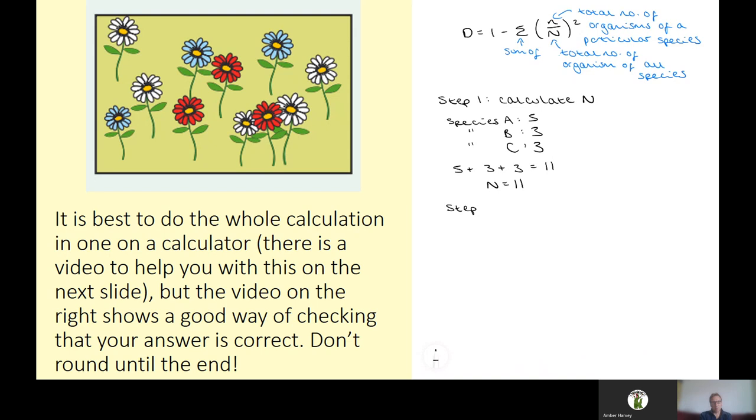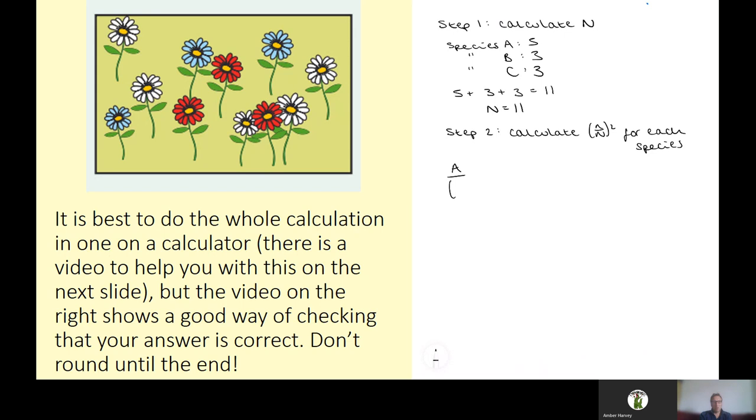So step two is to calculate this part of the equation, the n over N squared for each of those three different species. For A we've got 5 over 11 squared. We do that calculation and we end up with 0.2066. For B, we have 3 over 11 squared. That gives us 0.074438. And obviously for C, which is the same number, we get the same answer.